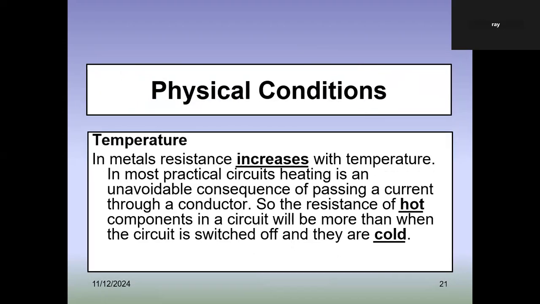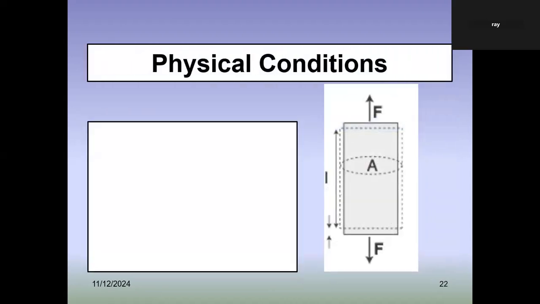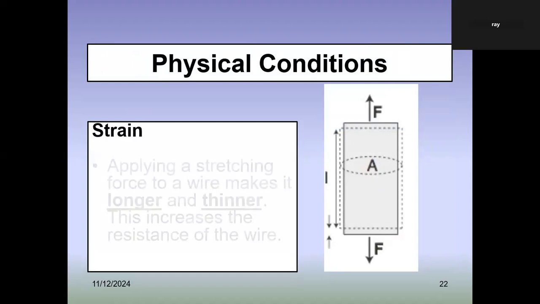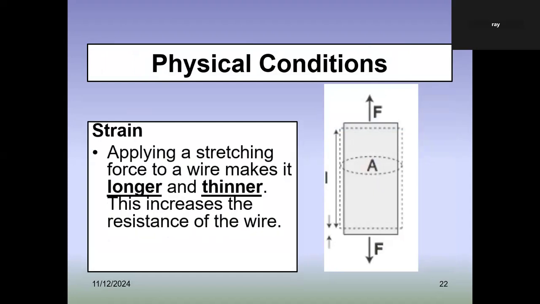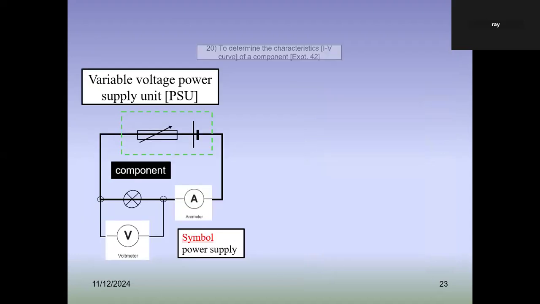Temperature: metal resistance increases with temperature. In most practical circuits, heating is unavoidable. Electrons flowing collide with positive ions, so there will be heating as a consequence of passing a current through a conductor. So the resistance of a hot component in the circuit will be more than when the circuit is switched off and cold. The other one, strain: applying a stretching force to a wire makes it longer and thinner. This increases the resistance of the wire.